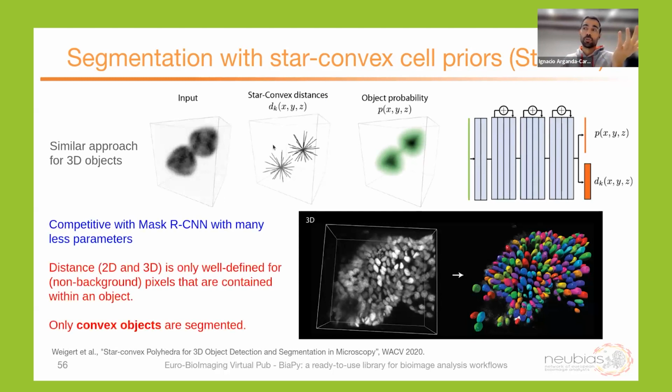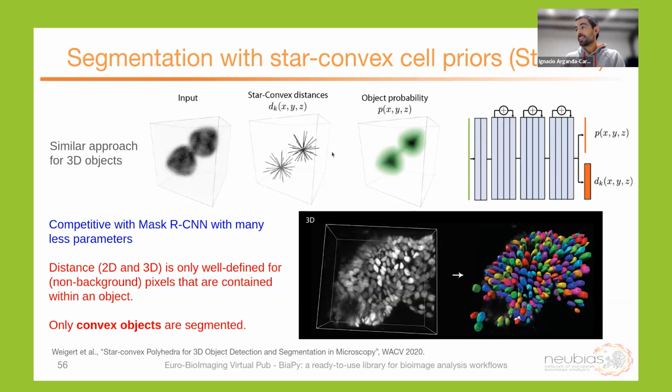So they show that this is actually competitive with Mask R-CNN, with many fewer parameters, but they also recognize the limitation, that it can only segment things that allow this ray representation, meaning that from the center you have to see the border. So it only segments things that are convex. Okay, and not all our segmentation problems are convex-like.